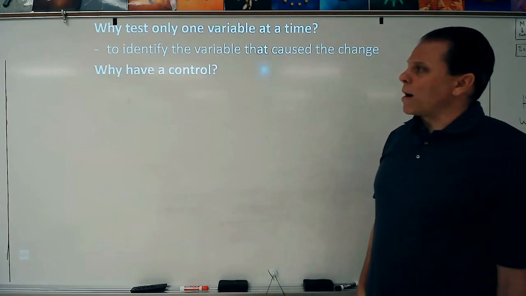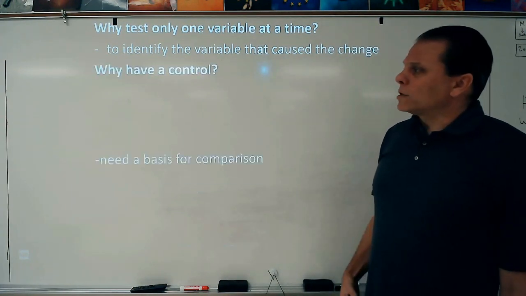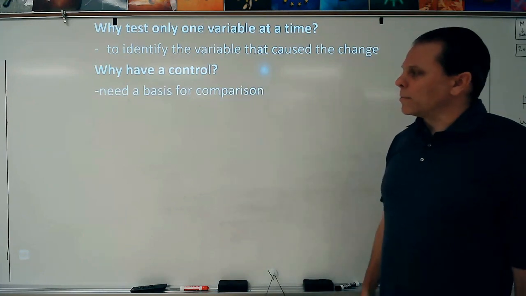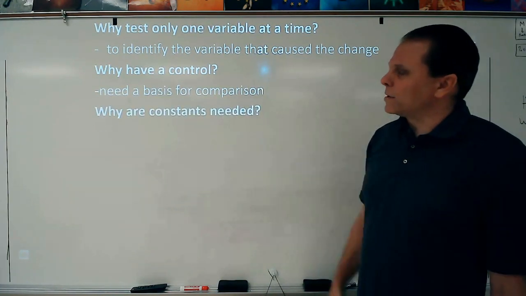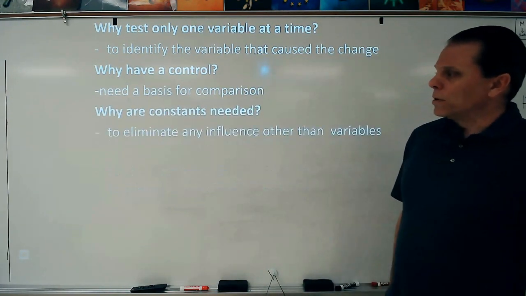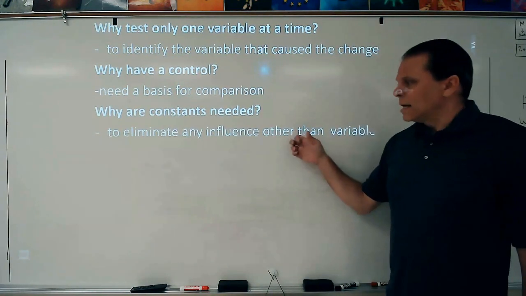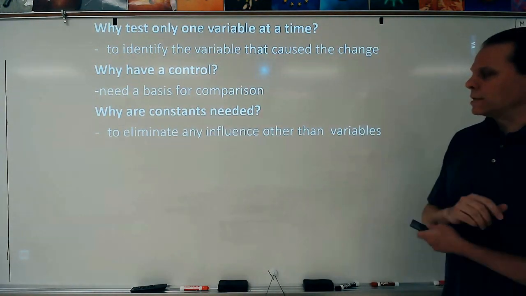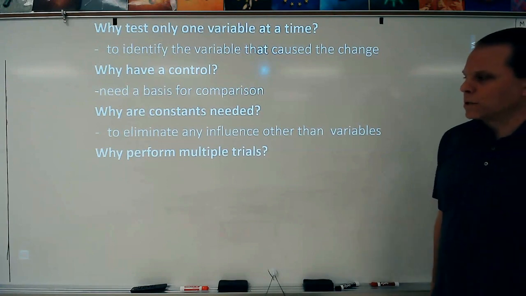Outside of human trials, we can probably do a pretty good job. So why do we have the control? To have a comparison to see if there's a difference between the different groups. Why do we have constants? To get rid of other influences, other variables that those influences might have. Did I say that right?